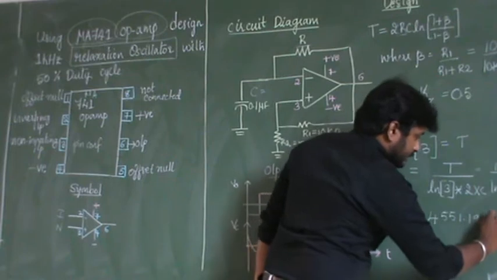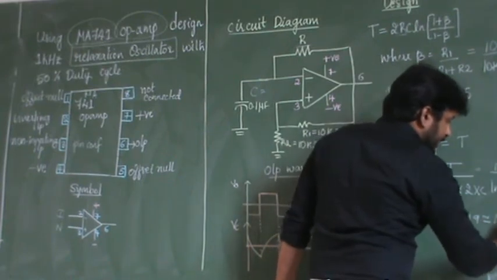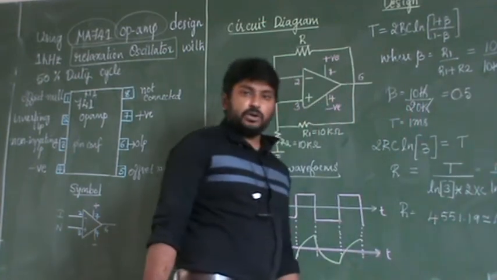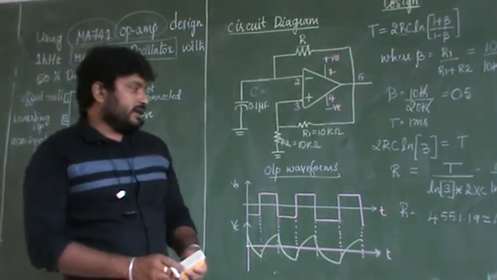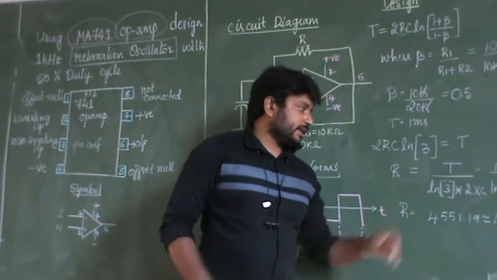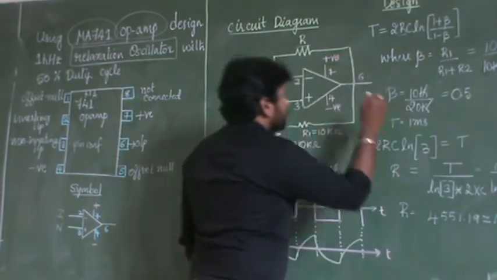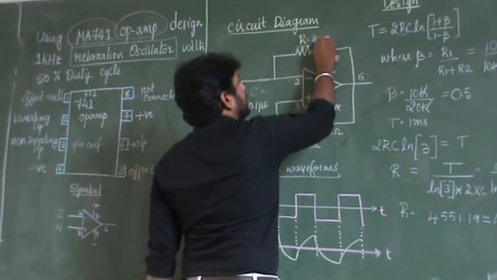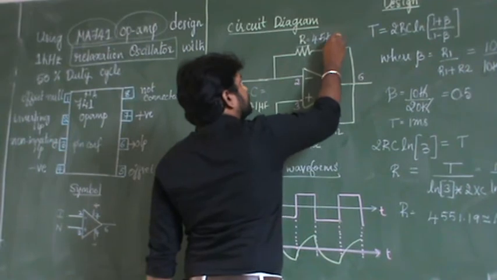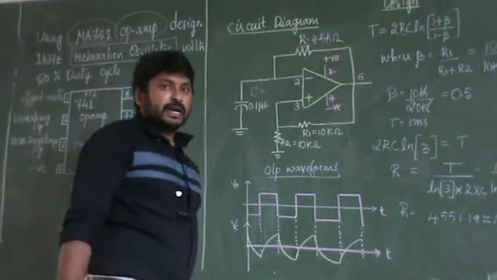So that is nothing but I can approximately write it as 4.5 kilo ohms. Kilo means 10 to the power of 3. So therefore the resistance value is 4551, so you are getting it as 4.5 kilo ohms. Now I have to use this 4.5 kilo ohms in my feedback resistance.